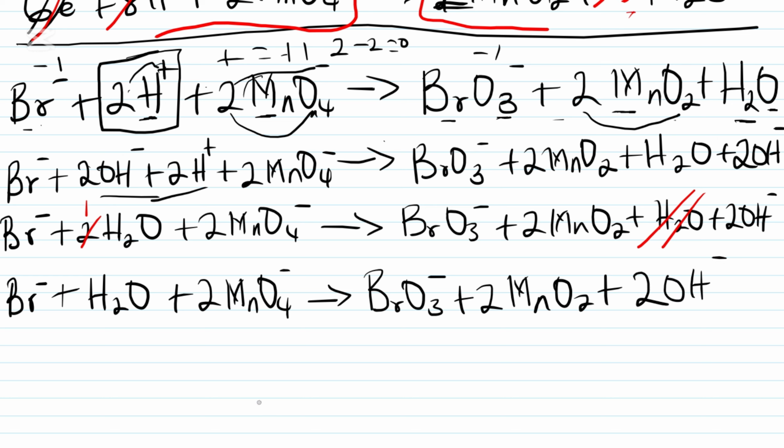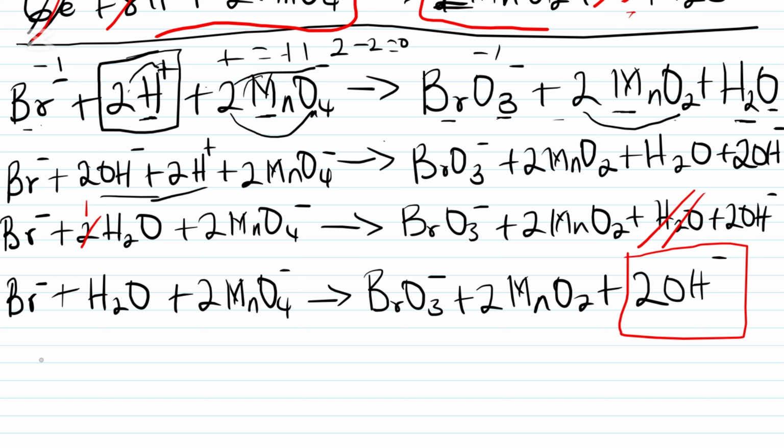Like I said, whenever you're balancing in basic solution, your final answer must have an OH⁻, and this is it. So you must make sure that your answer contains an OH⁻, and that is what makes it basic. Without the presence of OH⁻, it means that it's not in basic solution. Now let's go ahead and confirm our solution. Make sure you always count your charges to be sure that you're correct, and also count your atoms.